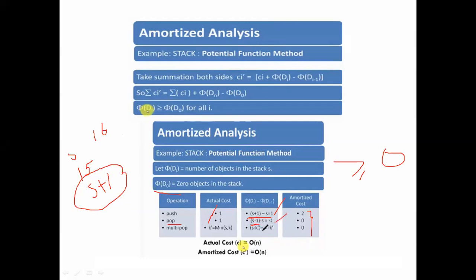For m elements, we have S minus k dash. Similarly, S minus k dash minus S, we get the k dash. So the amortized potential function for this method: the actual cost is big O of n and the amortized cost is big O of n. Okay, clear? This is the potential function method.